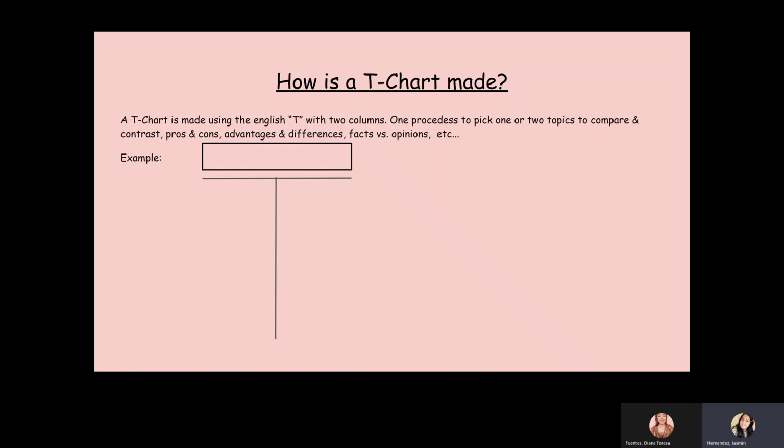This is an example of how you can make your own T-chart. You could use a PowerPoint and you can use the line pointer, and then you could create your T and add the comment box and just have it as your header.